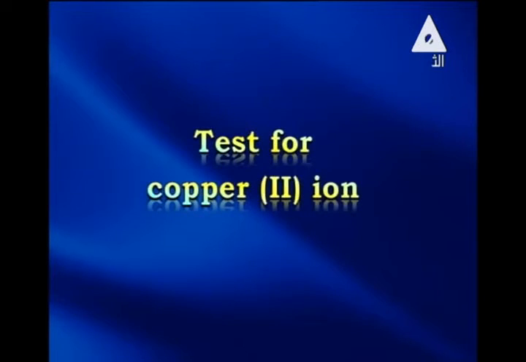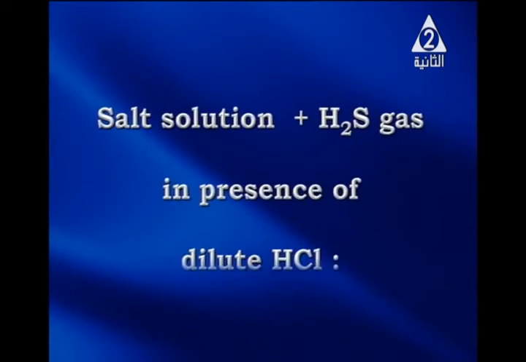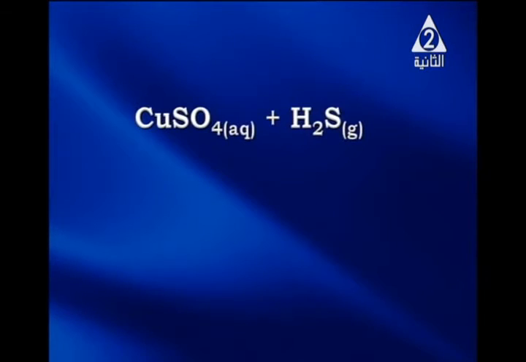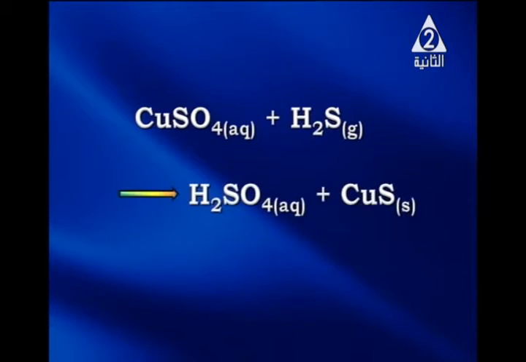The test for copper 2 ion. The salt solution plus hydrogen sulfide gas in the presence of dilute hydrochloric acid, the black precipitate of copper 2 sulfide is formed that is soluble in hot nitric acid. Here the equation appears on the screen. Copper sulfate solution plus hydrogen sulfide gas gives sulfuric acid aqueous solution and copper sulfide black precipitate.